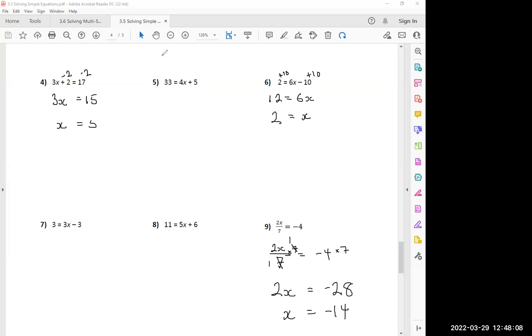That is multi-step. Any questions on that? But there's a lot of homework for this. Yes? Are we going to go over 5? Number 5? Sure, we can.